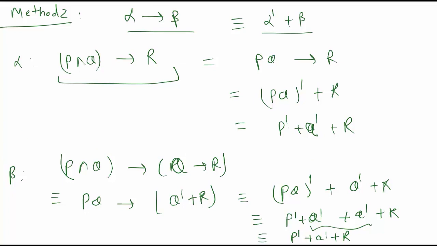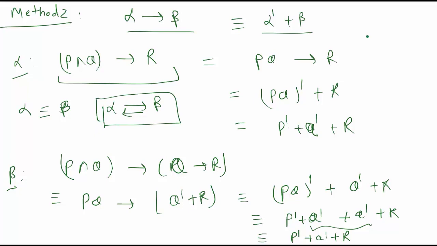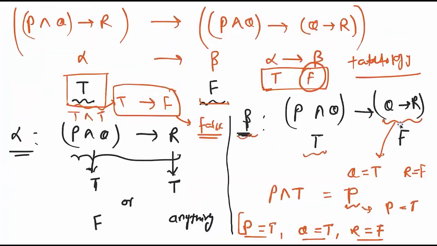And if you notice that alpha and beta are actually equal, it means that alpha equal to beta. Alpha is logically equivalent to beta. It means that alpha is implying beta and beta is also implying alpha. Means there is bi-implication. That means that alpha imply beta is a tautology. This is a tautology, this is also a tautology. And in fact, these both are logically equivalent. So that is why A and B are answers.